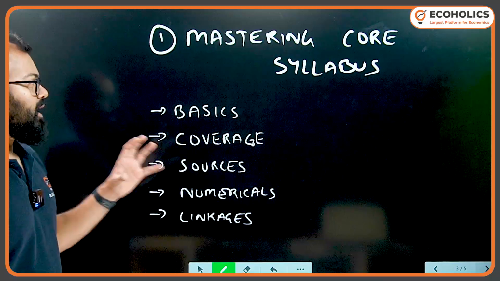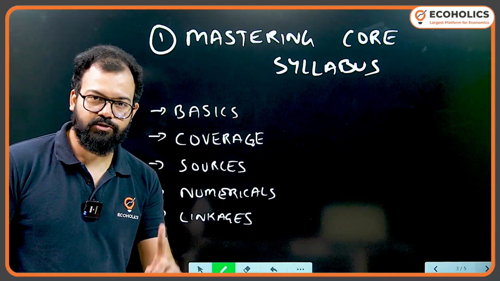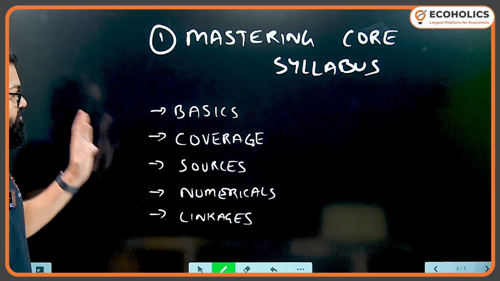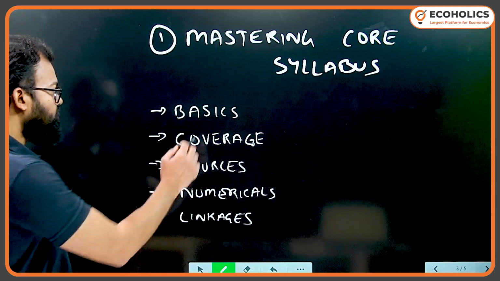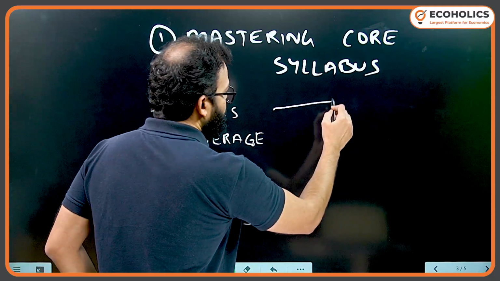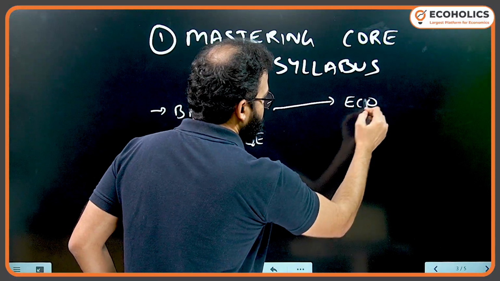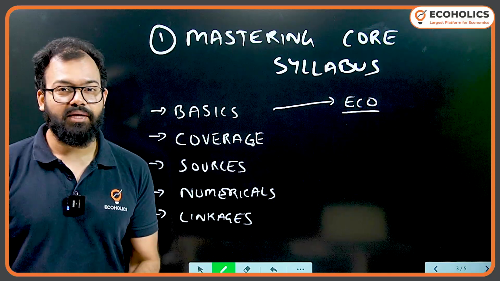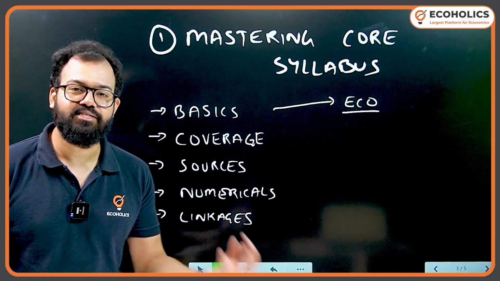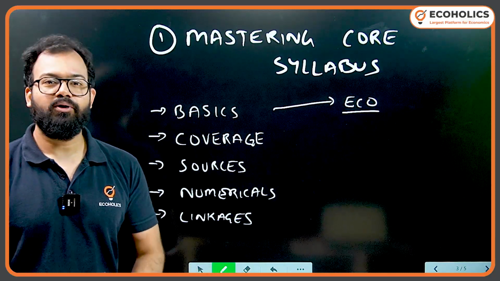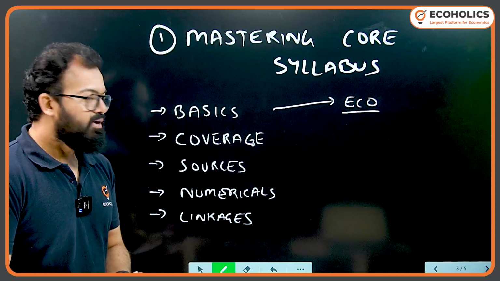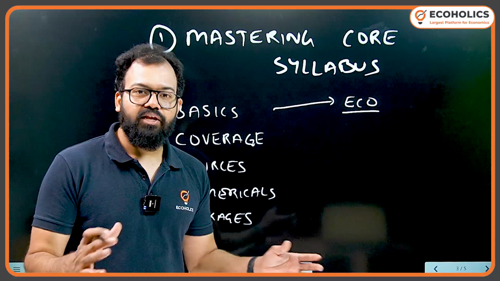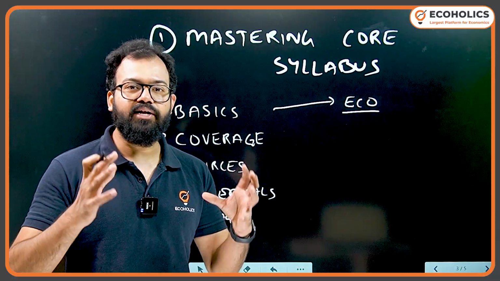Number 1 is mastering core syllabus. This is the first pillar that we are discussing. Under that, we have 5 divisions. Number 1 is basics. Now, whenever we talk about economics, if you are not well versed with basics of economics, what is basics? Like microeconomics, demand supply, opportunity cost, production possibility frontier. If we talk about macroeconomics, basics like national income, basics like Keynesian versus classical, the basic ideology.